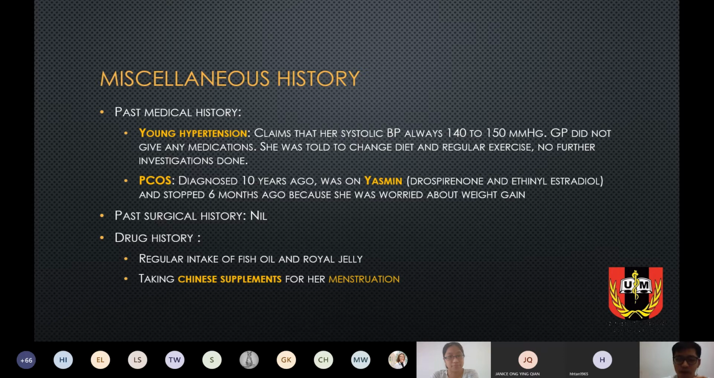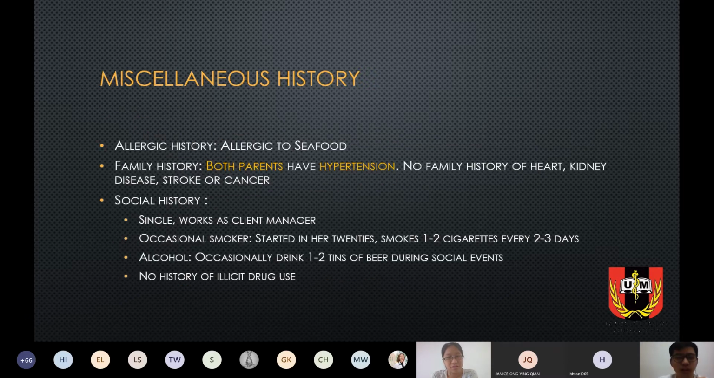For the past surgical history, there is no significant past surgical history. Currently, she is taking some Chinese supplements for menstruation, and she regularly takes fish oil and something called royal jelly. So next, allergic history. The patient is allergic to seafood.